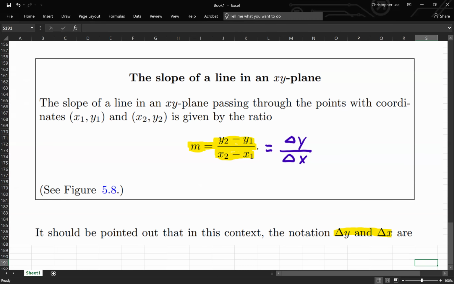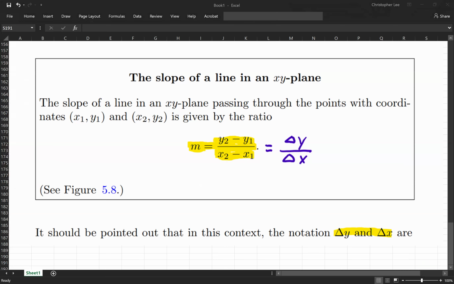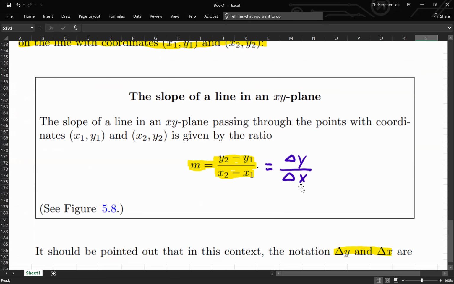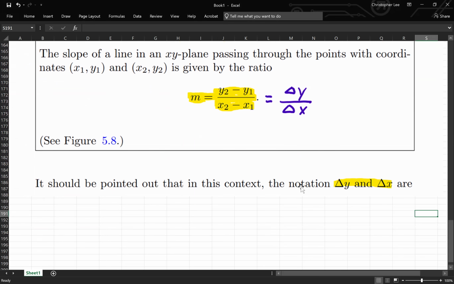Or the right triangle? Oh, this is change, right? Change in y over change in x. It means the same thing. You're just subtracting two of the numbers together, right? You subtract the two y's and then divide it by the subtraction of two x's. All right?